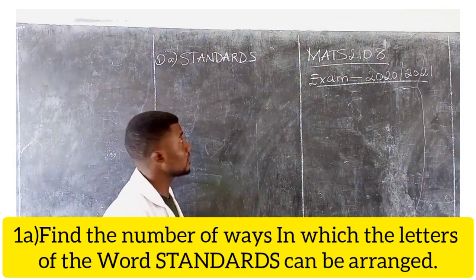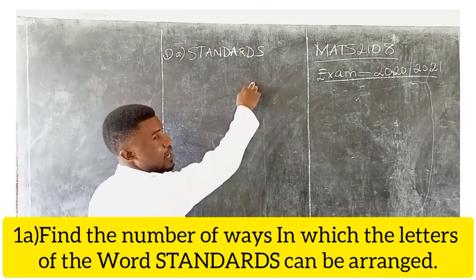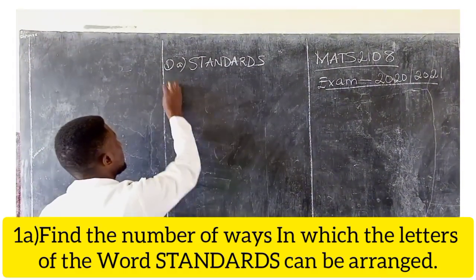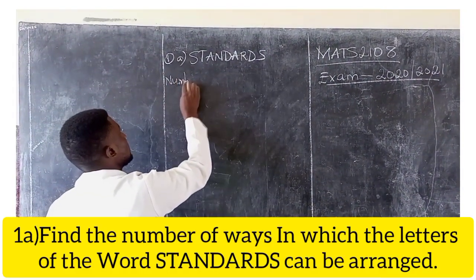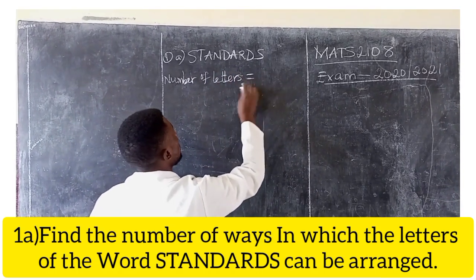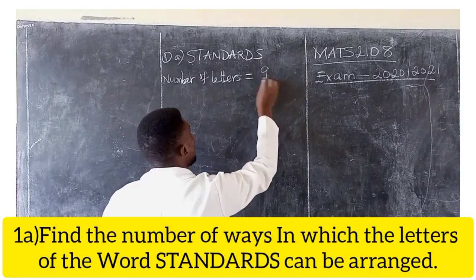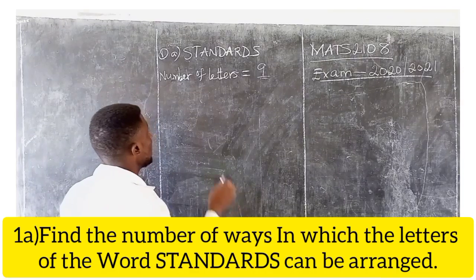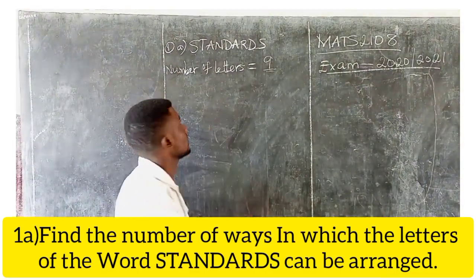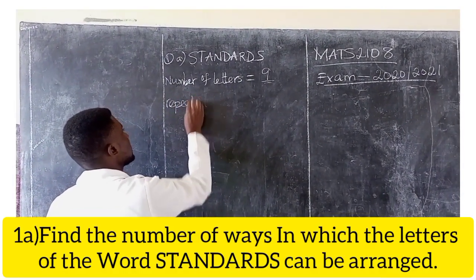standards can be arranged. To do so, we need to count how many letters belong to this word. The number of letters is equal to 1, 2, 3, 4, 5, 6, 7, 8, 9. So we have 9 letters there. And then we equally need to know how many of the letters repeat themselves. That is, we have repeated letters.